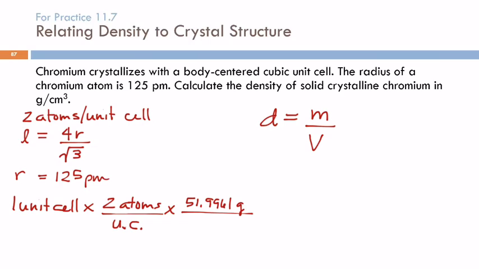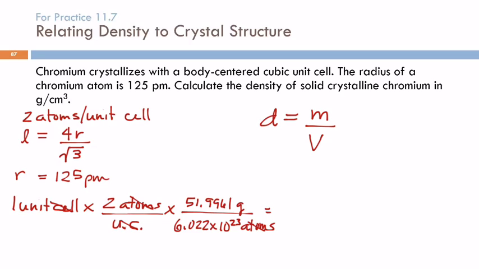Avogadro's number. A mole is Avogadro's number of atoms. 6.022 times 10 to the 23rd atoms. Okay, so I've got the unit cells canceling and the atoms canceling. This is going to be the mass of 1 unit cell. It's got 2 atoms in it.